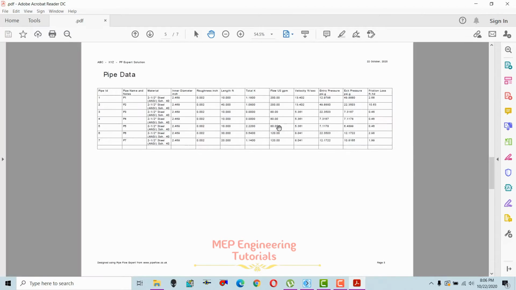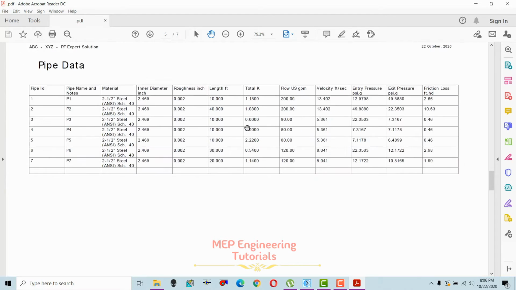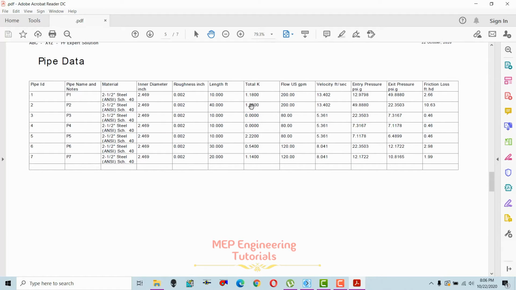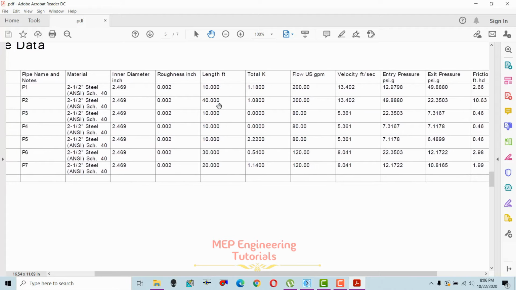So you can also check the pipe data. This is the pipe segments. You can see pipe 1 2 3 4 5 6 7, and the material which we use 2.5-inch steel schedule 40 pipe. Internal diameter is shown in here, pipe roughness is shown, total length of each pipe segment is shown in here, total K value, friction loss coefficient values for each pipe segment is shown in here.